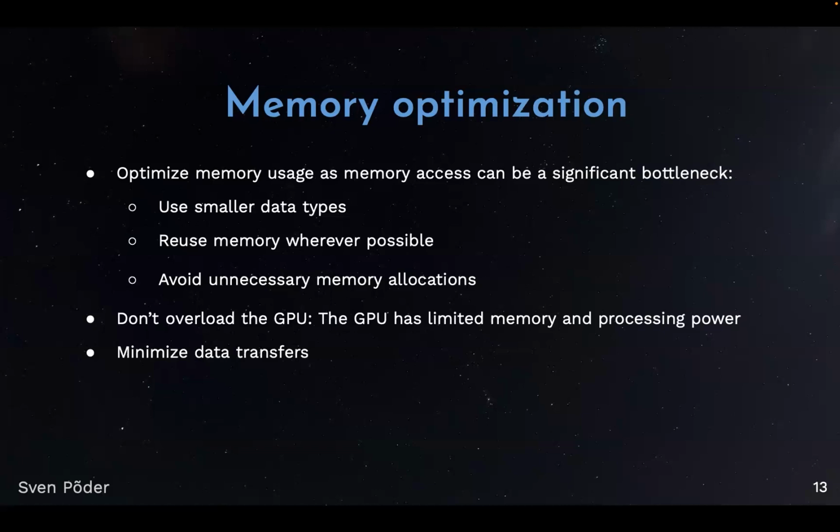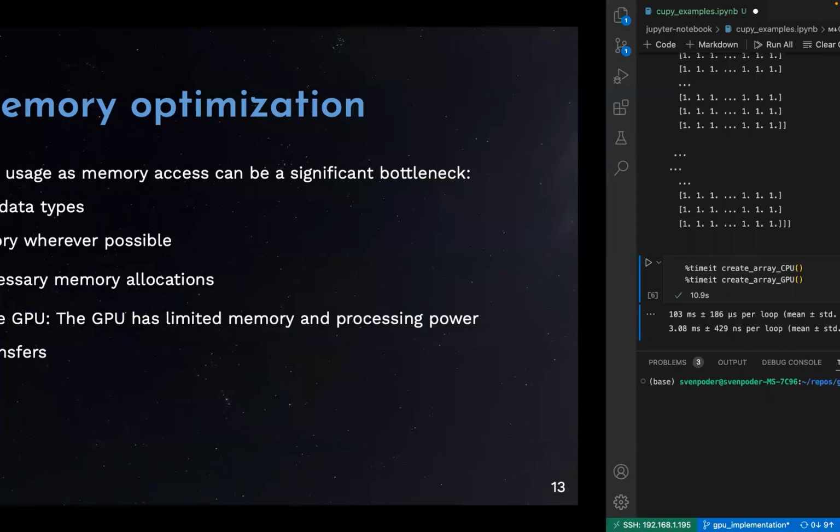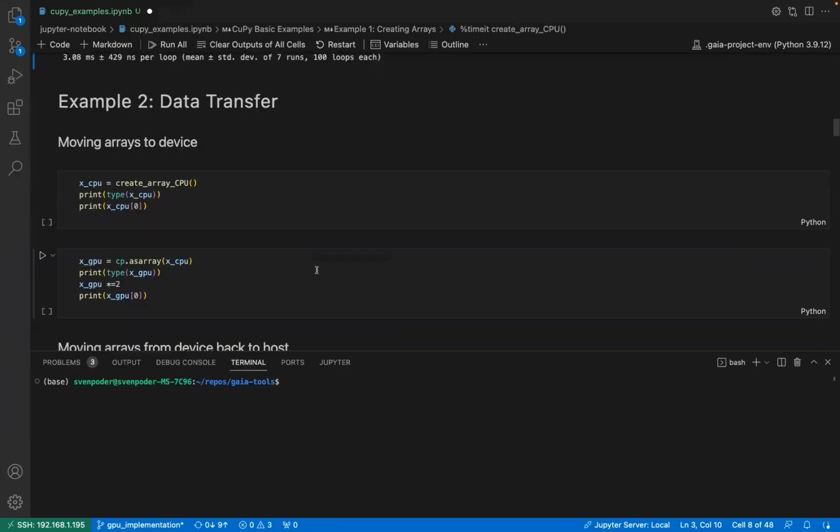Common things that you might want to do are to use smaller data types, so use float32 instead of float64, and reuse memory and avoid unnecessary memory allocations. I will show examples of these in the Gaia data examples as well. This is something that the library has to do. I mean, in Python you don't have direct control over memory anyway. Yes, CuPy handles everything for you.